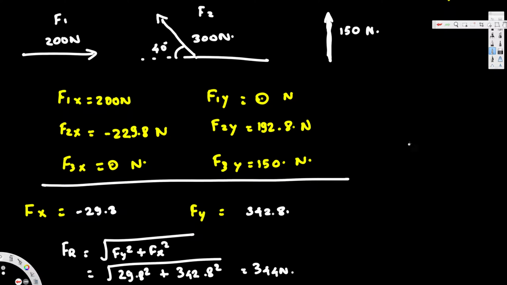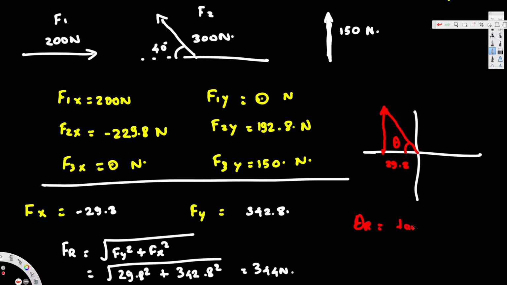And if you want to know the angle, here we are going to have the resultant angle in this direction because we have negative 29.8, so our x value is going to be somewhere here. Let's call this one 29.8 in the negative direction, and we have the y component 342.8. If we want to find this angle theta, we can use theta r is equal to tan inverse of fy over fx. Here we have to put the positive values, even though we have negative 29.8, we have to put the positive value in order to get the correct angle. So tan inverse of fy, 342.8, divided by 29.8, and that's going to give us 85.03 degrees, and that's going to be the angle of the resultant force.